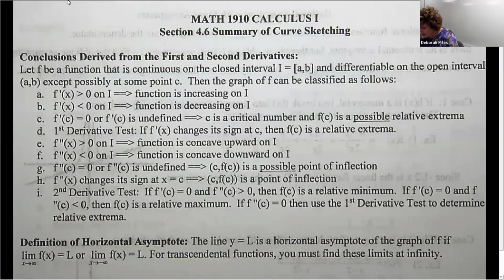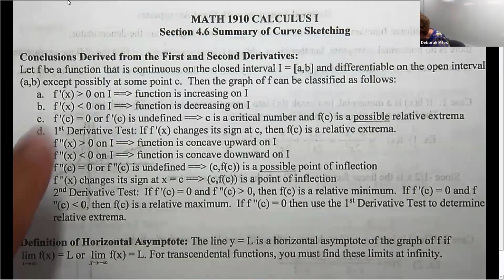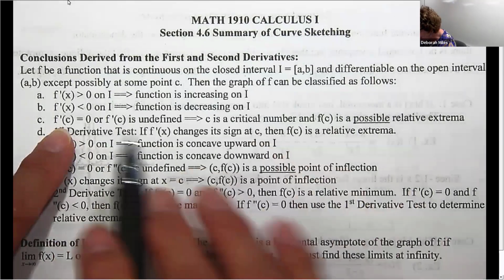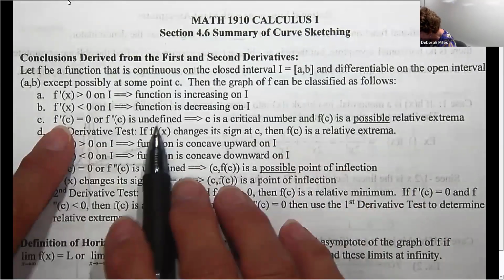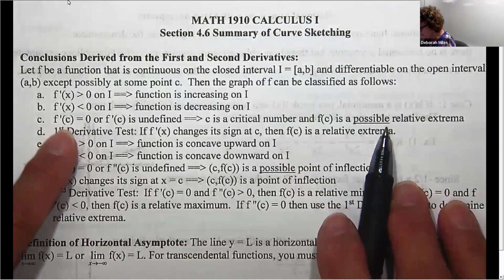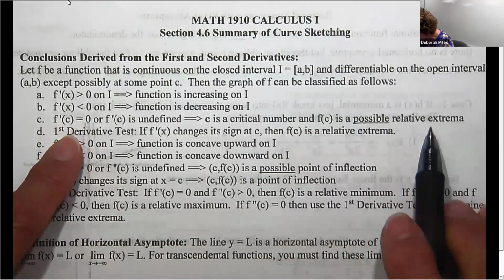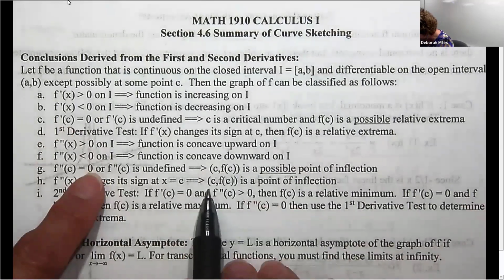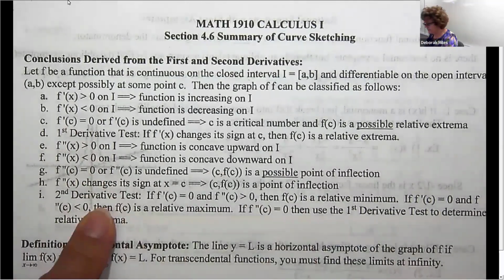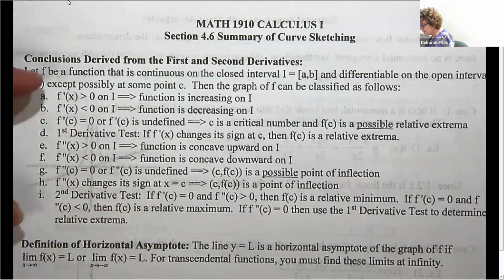All right, let's see if we've covered everything in that first paragraph. Where the function is defined, but the derivative is 0 or undefined, that's a critical number, which is a possible relative extrema. We don't know for sure yet whether it is a relative extrema. We got that. And we rarely use the second derivative test. All right, so that's a summary of 4.1 to 4.5, all in one paragraph.